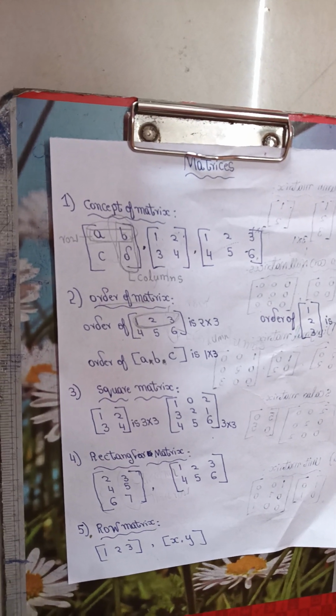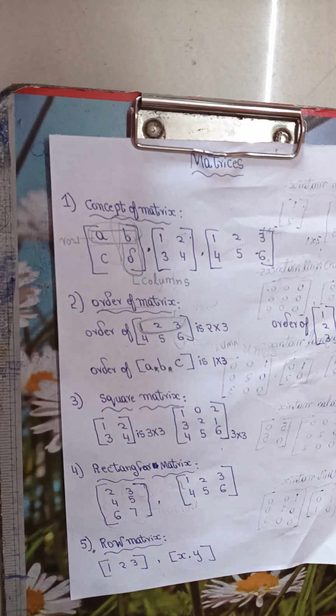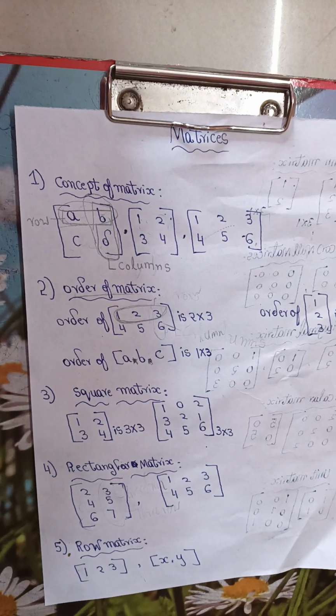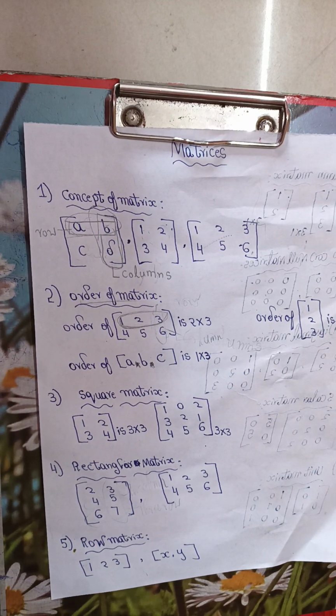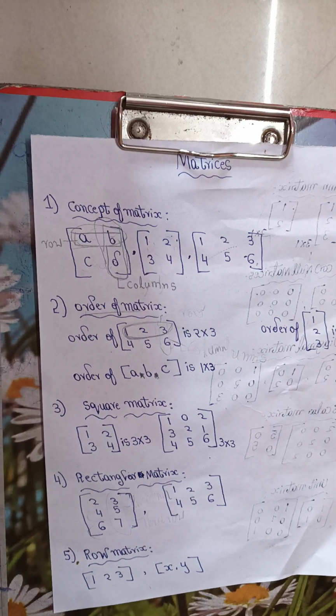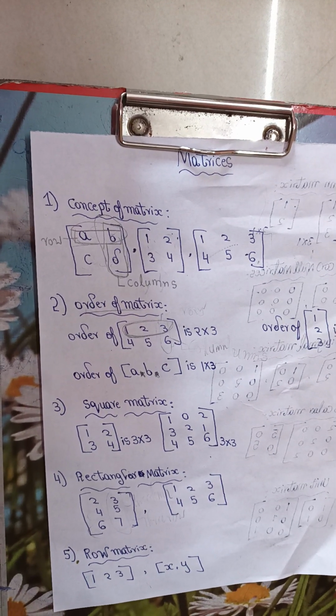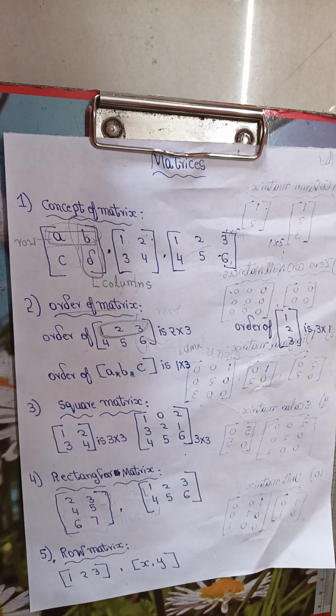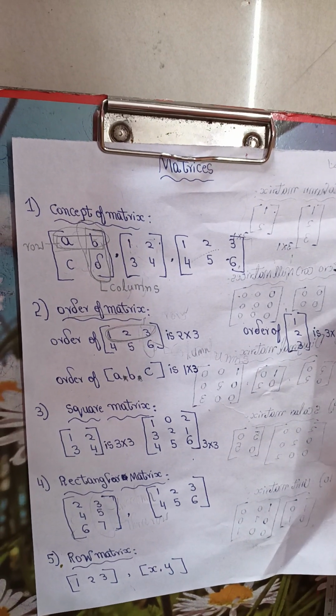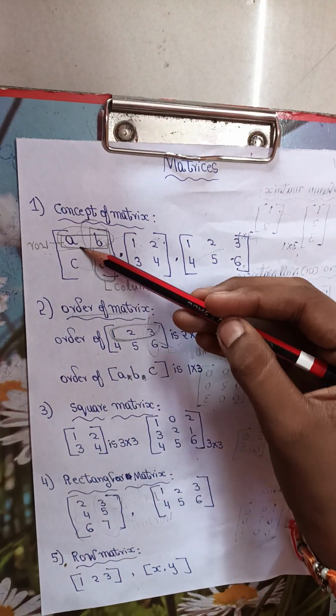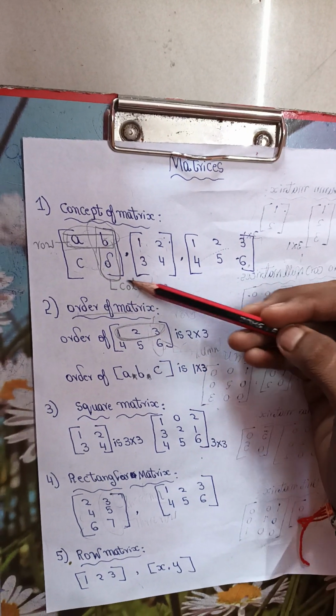Today we are discussing matrices based on maths. Let us start. First, let's talk about the concept of matrices. A matrix is an array of real numbers arranged in rows and columns.